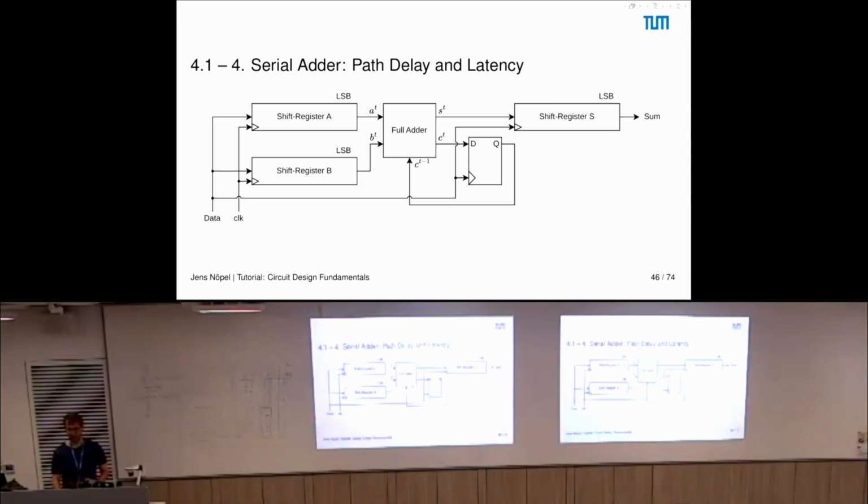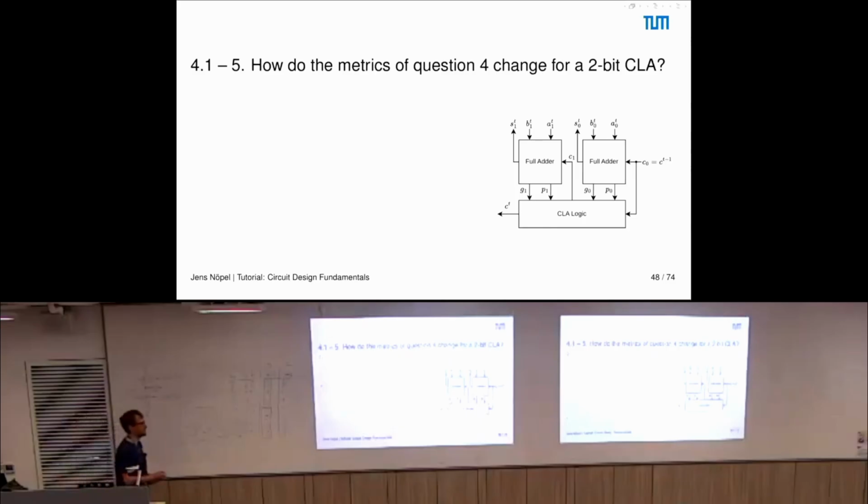Any other questions? All right, so then the next question is, how would the metrics change if we use not a serial adder, but a 2-bit serial carry look ahead adder? The carry look ahead adder is depicted here, and now the question is, how would this change? So maybe we also start with this one. Remember, how do we get PI? The question is first, what gates do we need to calculate P0, G0, P1, and G1?